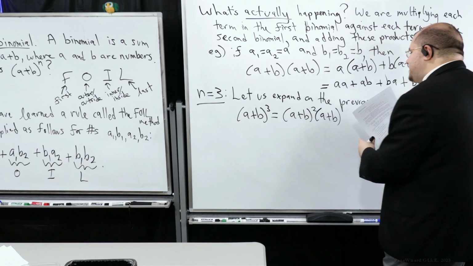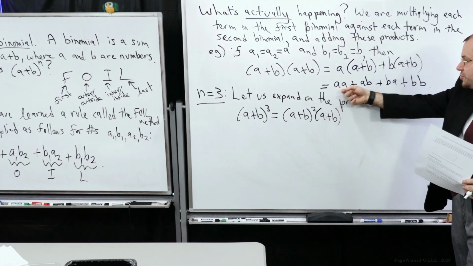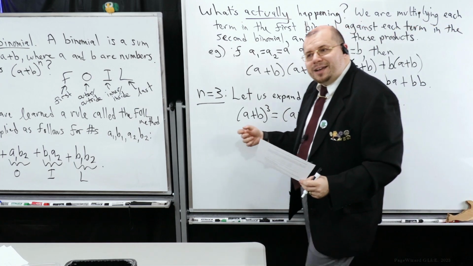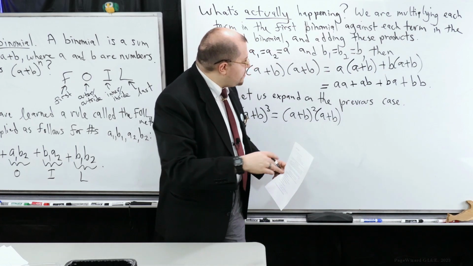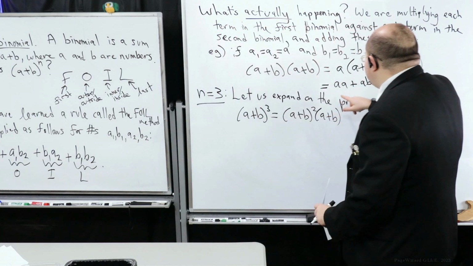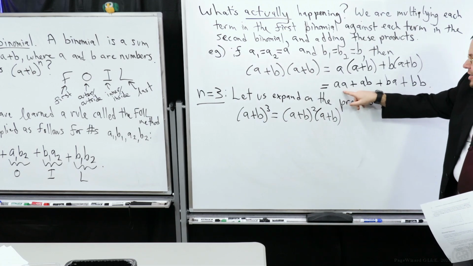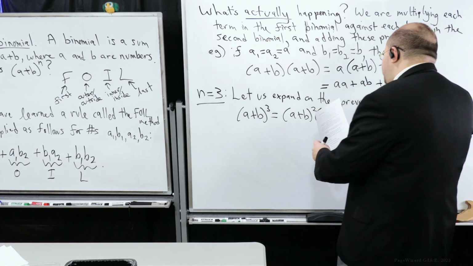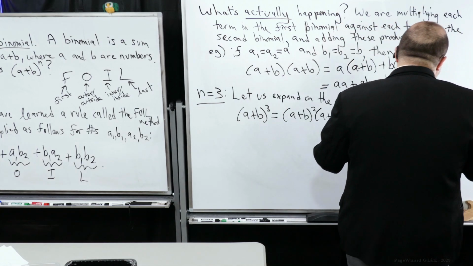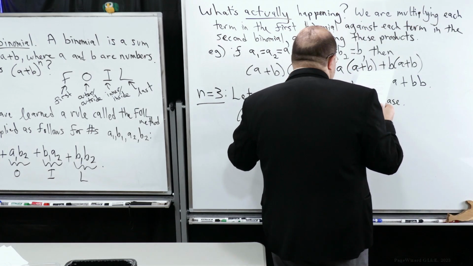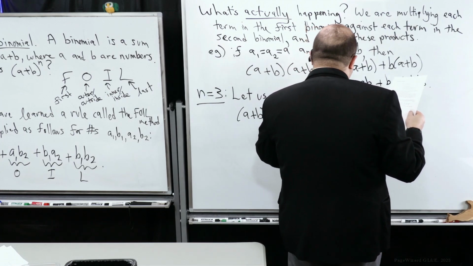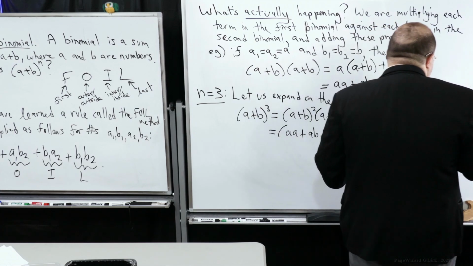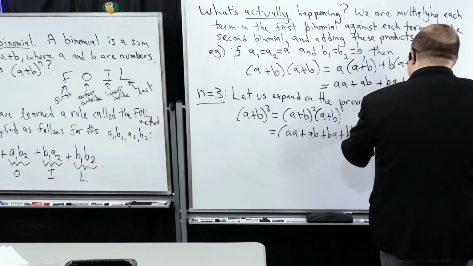And you'll notice that since I have the answer to a plus b squared, it's sitting right here. What can I do with this? Do the same exact thing. I distribute across each one of the terms that is the result of a plus b squared. I multiply each one of these with this binomial. So this is the same as me writing AA plus AB plus BA plus BB times A plus B.